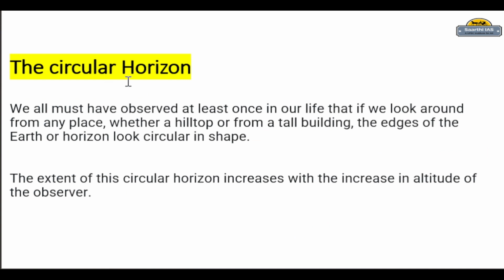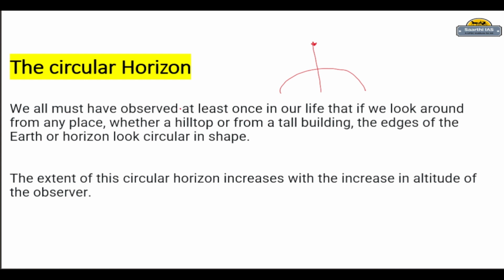What is a circular horizon? Circular horizon means whenever the altitude increases, the shape that we visualize from that altitude, when we look at the earth's surface, we can see as a circular horizon. This horizon widens with increasing altitude, and could be seen only for bodies which are spherical in shape.